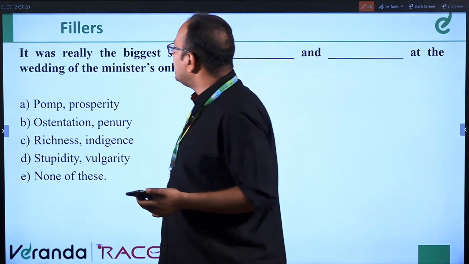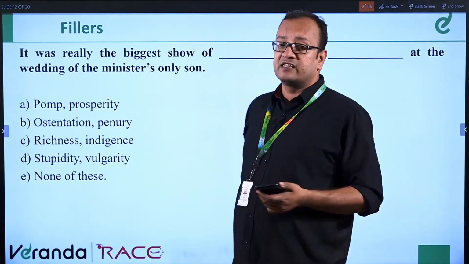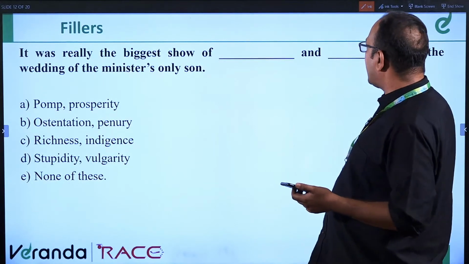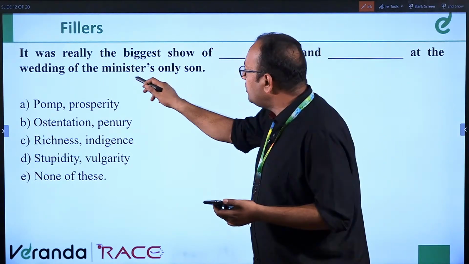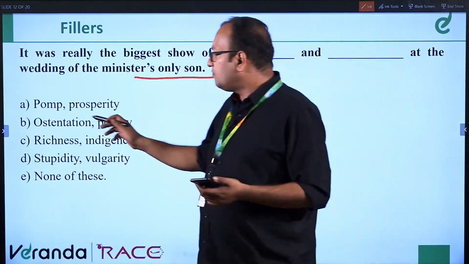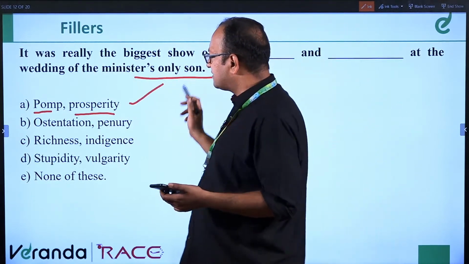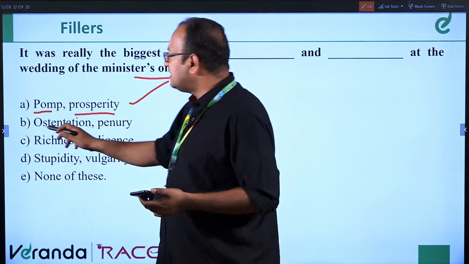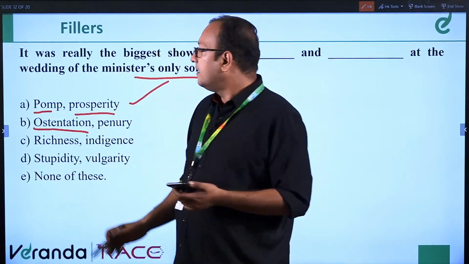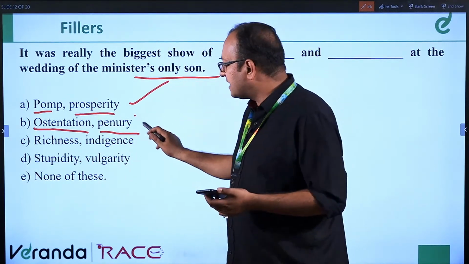Next question. It was really the biggest show of dash and dash at the wedding of the minister's only son. It's a difficult question. Let us see. Only son means it should be special or bad. So we have pomp and prosperity. Show of pomp and prosperity, it can be the probable answer. Ostentation and penury. Ostentation means show off. Pomp means show off. But penury means poverty. So it cannot be the answer.